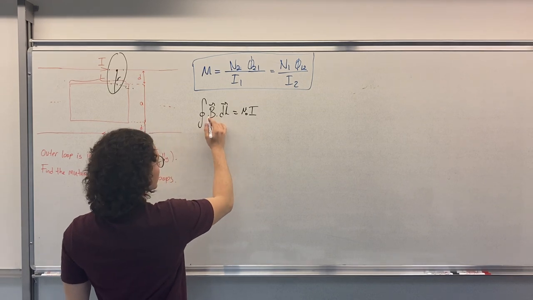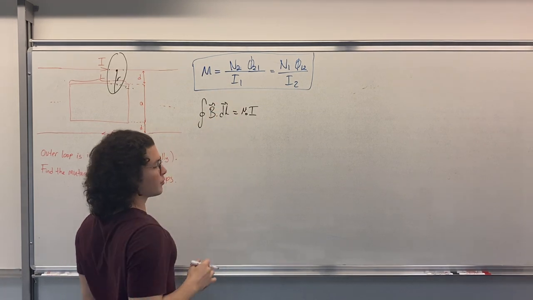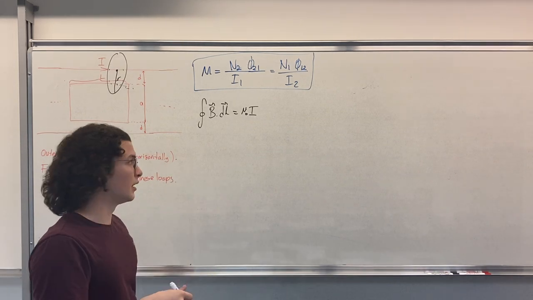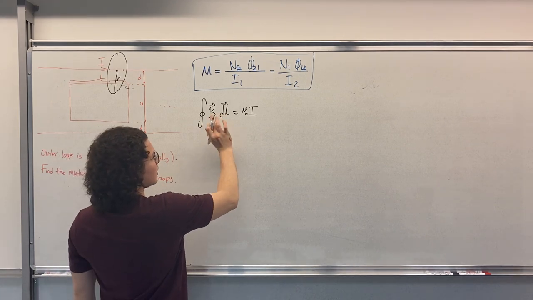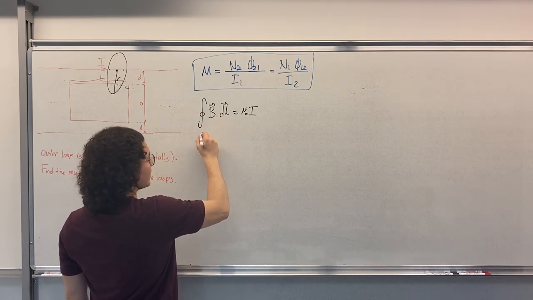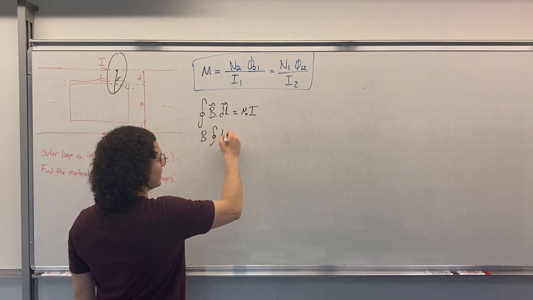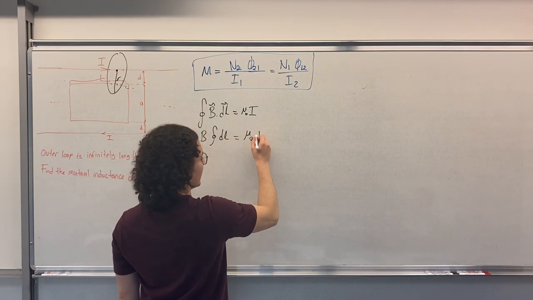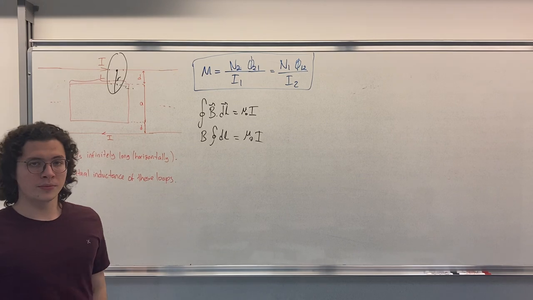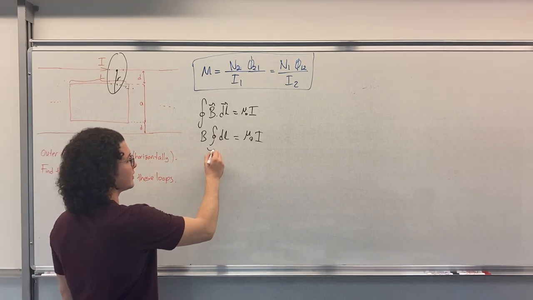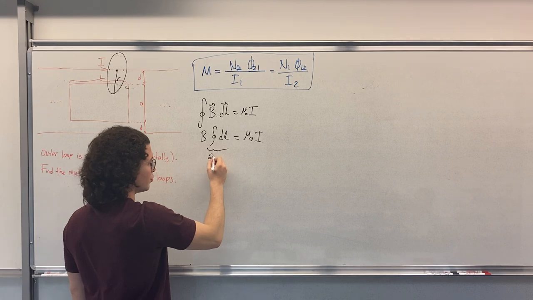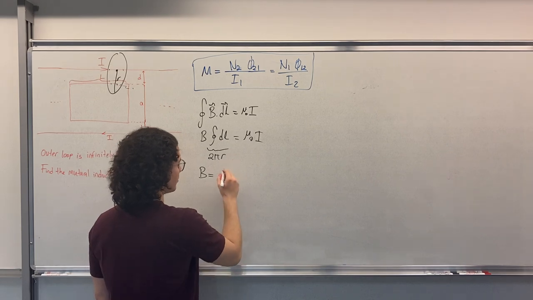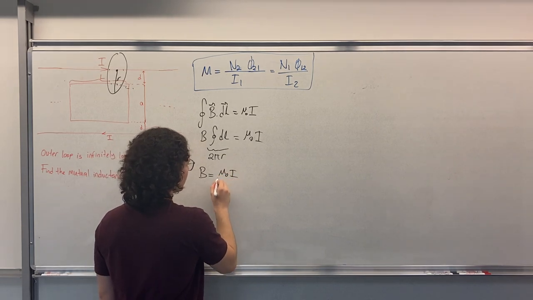From this we can say this dot product is just the product of magnitudes, because they are pointing in the same direction, parallel, not perpendicular. So we can write this as B times the integral of dl, because B is constant on the circle. It is equal to mu 0 times I. From this, we can write this as the length of this circle, which is 2 pi r. So the magnetic field B is equal to mu 0 times I over 2 pi r.